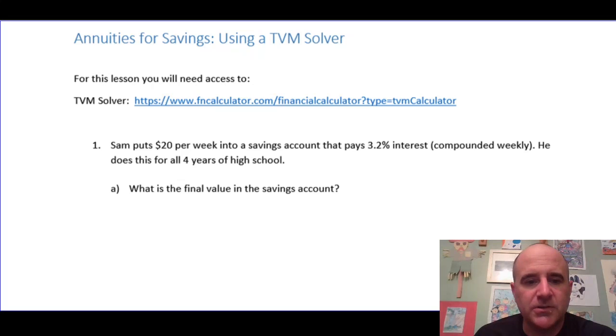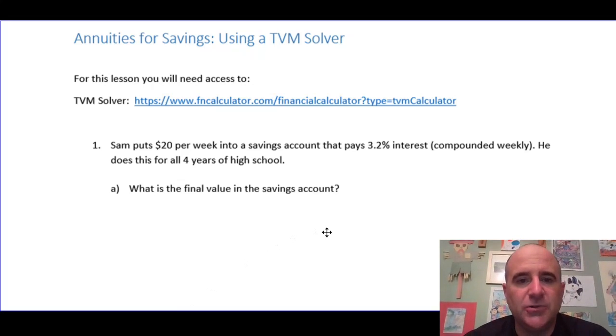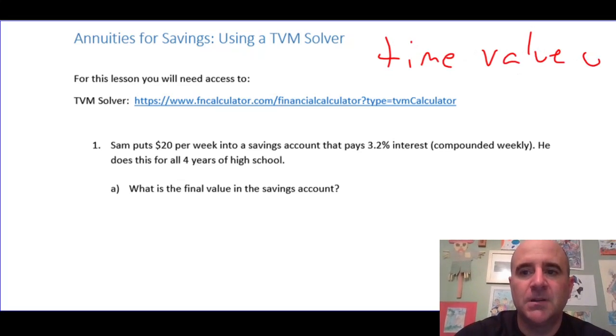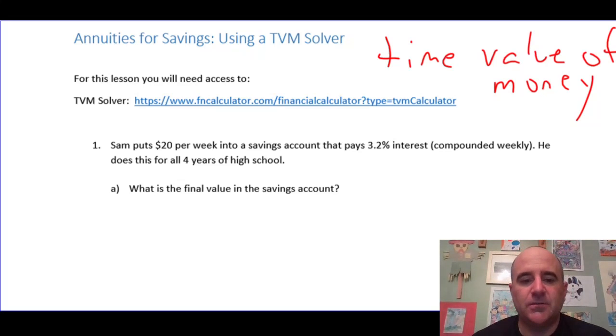So in this lesson, we're going to look at how we can answer questions about saving money using a TVM solver. Now you're probably wondering what a TVM solver is. Well, first of all, TVM stands for time value of money. And a simple TVM solver can be used to solve all sorts of problems involving annuities. It can solve pretty much all the problems that we've looked at in this course so far. And it's going to be able to solve a bunch of other questions in personal finance that we're going to look at later on.